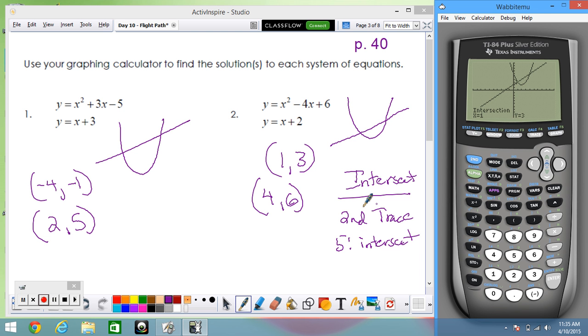Let's do it again and find 4, 6. So let's go second, trace. I'm going to pick number 5. Enter for the first curve. Enter for the second curve. Now, if I just press enter again, look where the cursor is. It's right on that previous answer. So I have to move it. Come on, buddy.